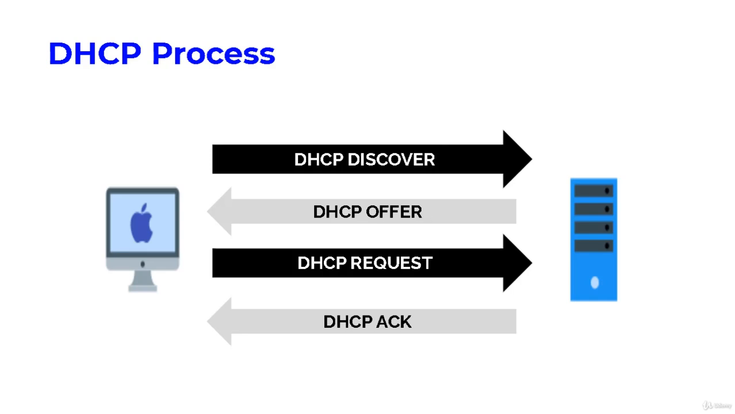The DHCP server allocates the IP for a fixed duration of time, after which IP renewal or reallocation will take place. So in this way, this is the DHCP process that is carried out in real life.